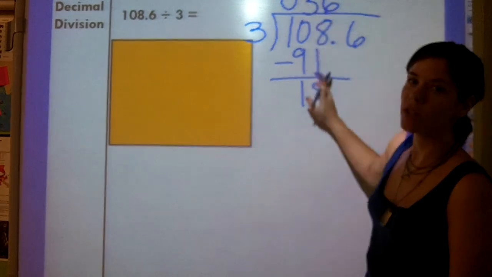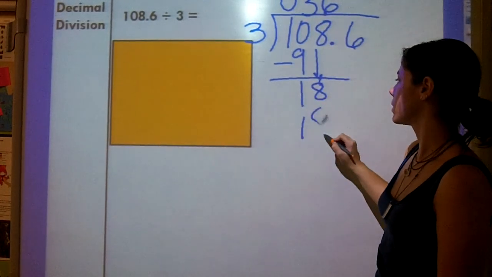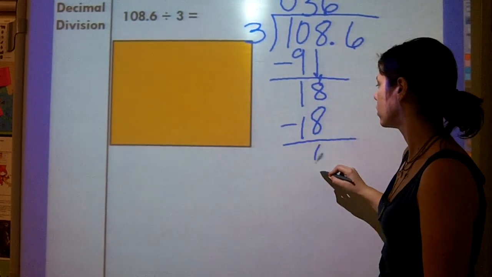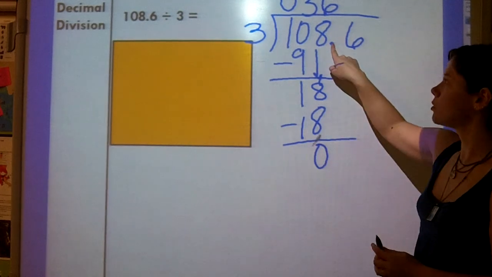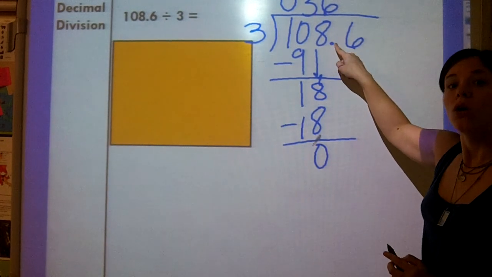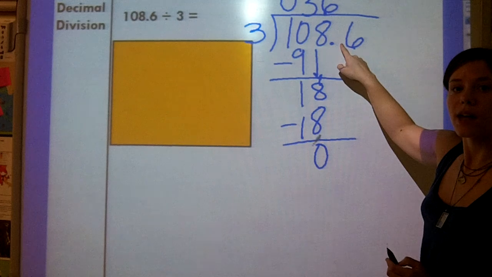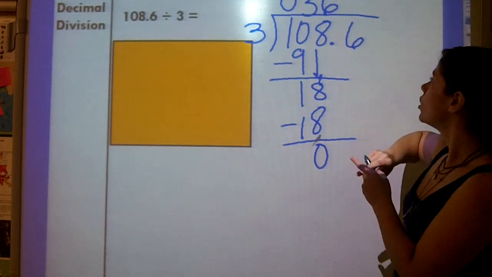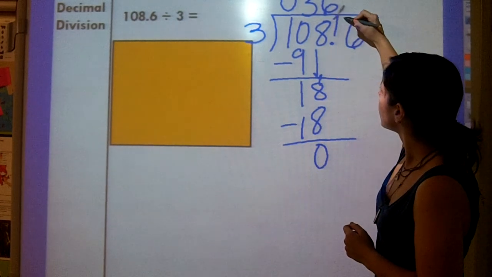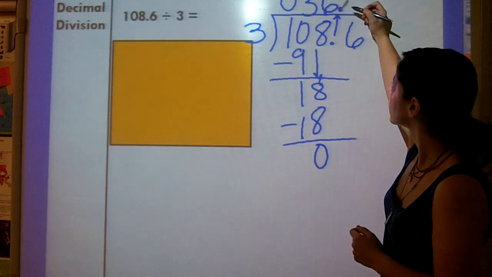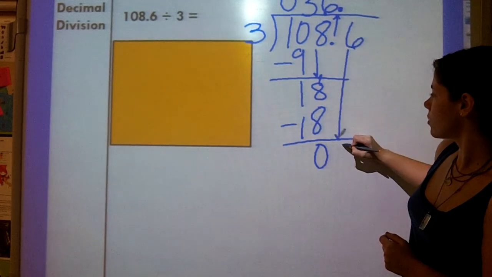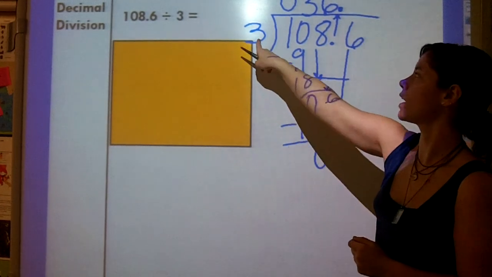Notice how I'm keeping everything lined up. Organization is the key here. Now, what we haven't seen before is what to do with this decimal. When you already have a decimal inside, there's nothing crazy to do. Just bring it straight up in your problem. Then you can bring your next number down and divide out.